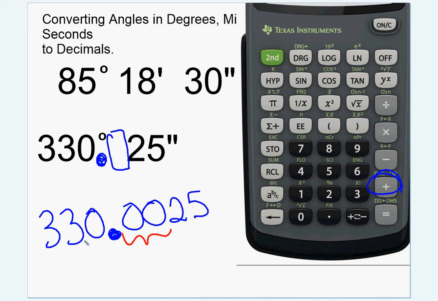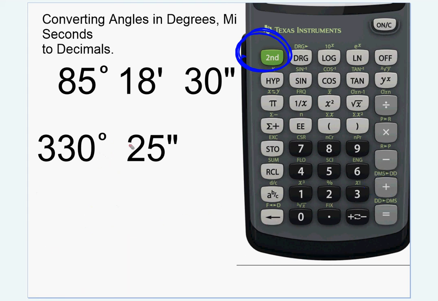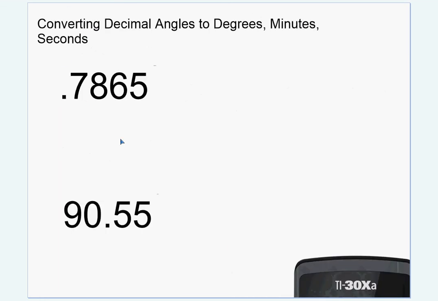So if you type this into your calculator, hit the second function key, hit the plus key for the conversion, you get 330.0069 degrees. So there again, we're converting from degrees, minutes, and seconds into decimals. Now I think the next example is we convert in the reverse order.